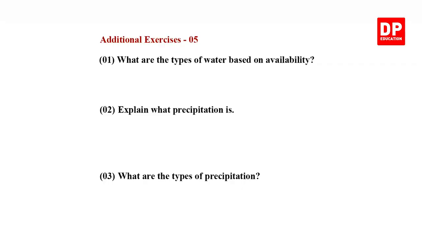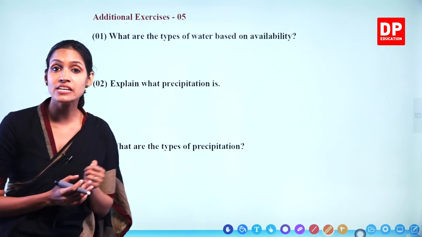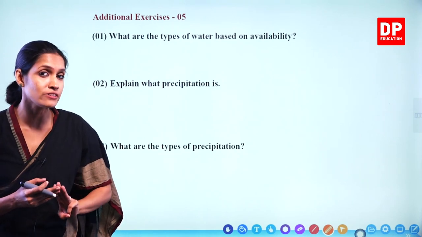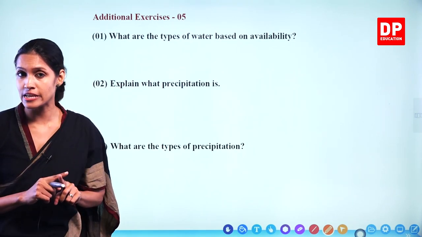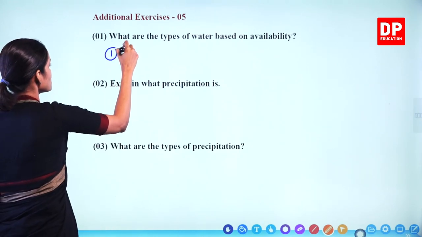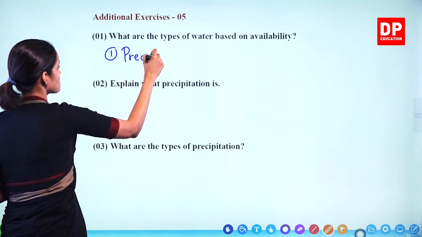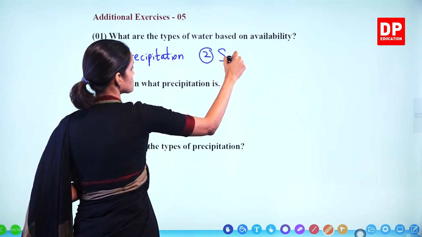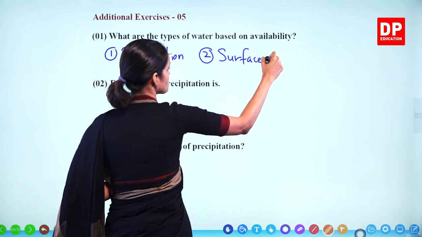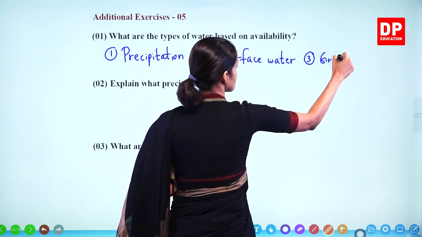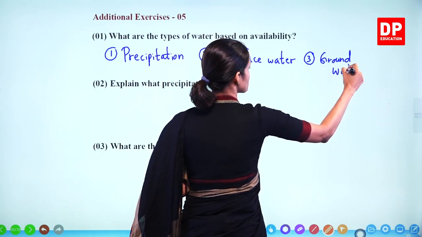Okay. Next one. Question number one. What are the types of water based on availability? What are the three types, children? There are three different types of water based on availability. Yes, that is precipitation, surface water, and groundwater. So, precipitation, surface water, and the last one, groundwater.